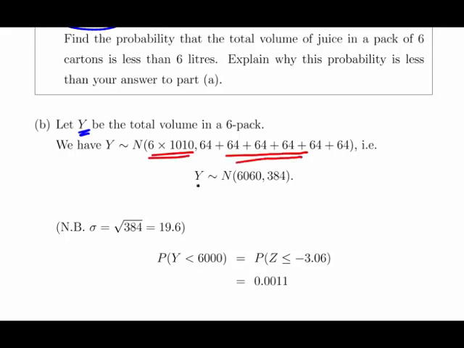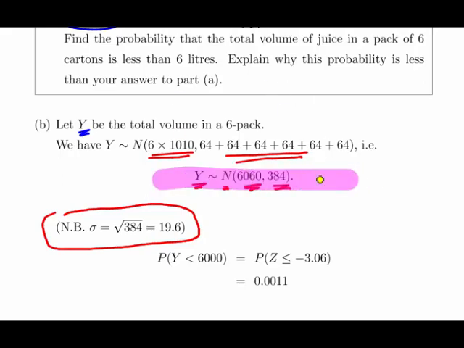So what we end up with is Y, the sum of the 6-pack, is normally distributed with a mean of 6060 and a variance of 384. Just as a remark, because we're going to use a calculated Z-score again very soon, the variance is 384. That means the standard deviation sigma equals the square root of that, which is 19.6. So that is how we would specify the distribution.